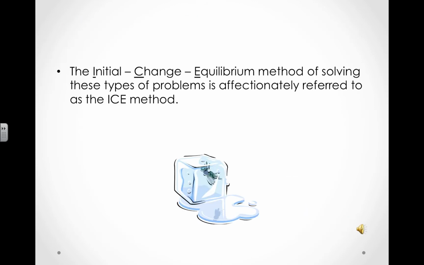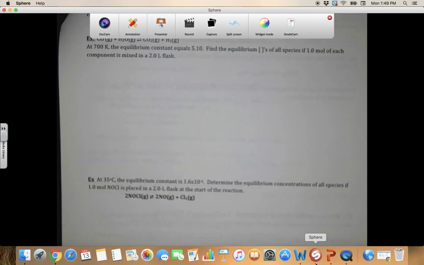Okay, now I'm going to show you a strategy that we call ICE. I'm going to flip over to the document camera in just a sec. And we're going to use this strategy in this unit and in other units as we move forward. So ICE stands for initial, change, and equilibrium. So let's hop over to the document camera.